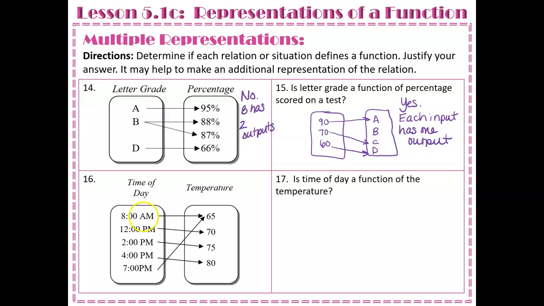So if I go down here to the time of day and the temperature, at 8 o'clock, right on the dot, you can only have one temperature. So this also is a function because every input has exactly one output.